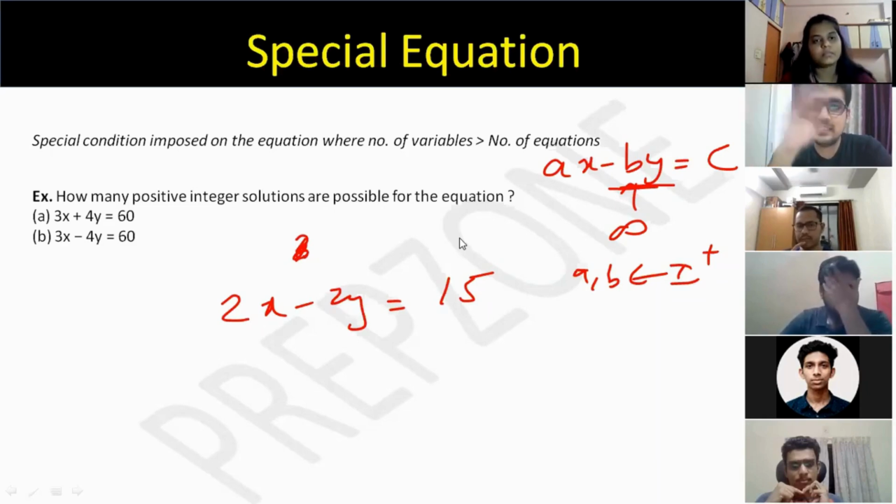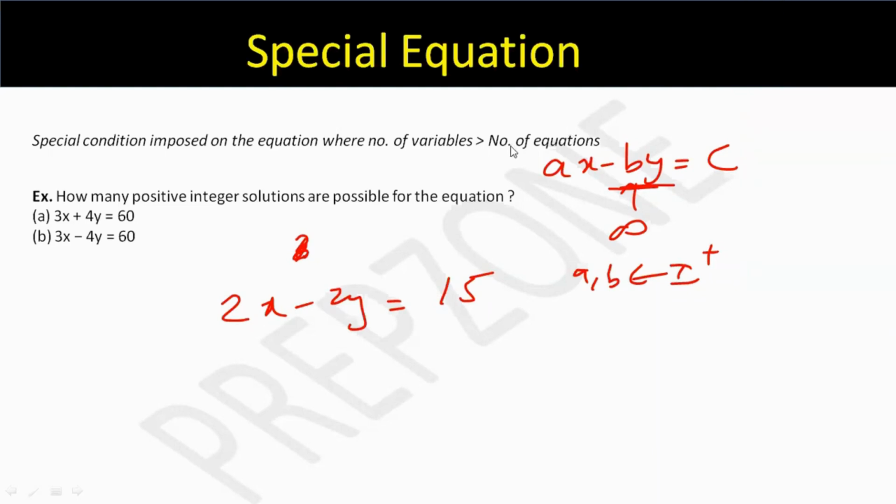Which means the answer can either be 0 or infinite. If you have the first solution, you'll always be able to find more solutions. But if you are not able to find even the first solution, then there will be 0 solutions. Clear? These sorts of things might come.